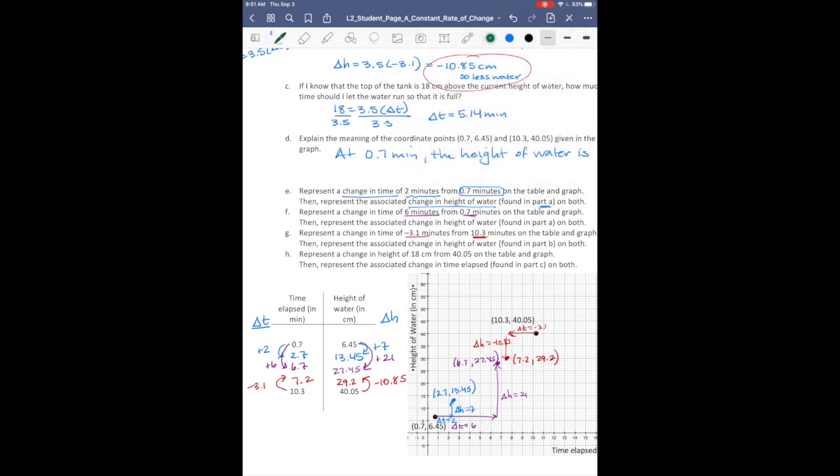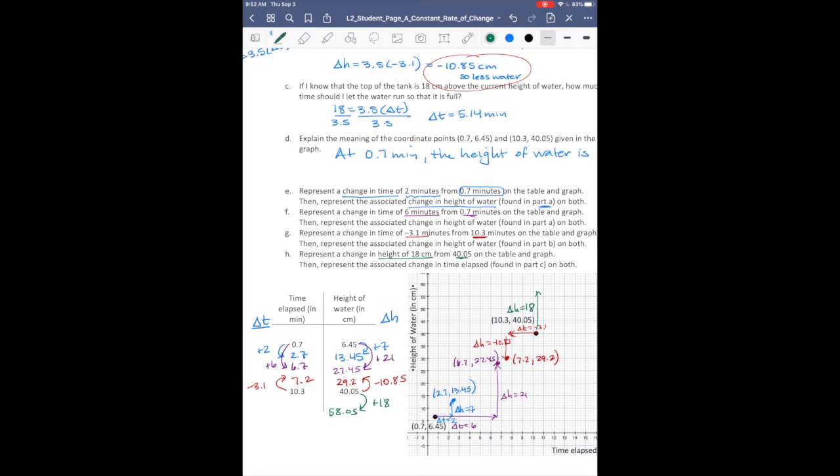Right, finally, we need to do this one more time. And so now we need to represent a change in height of 18 centimeters, and we're still going from the second point. So for my 18 centimeters, right, we need to go up 18. And so now we are at, what is that, 58.05 centimeters. So if I want to go over to my graph, I need to go up, right? So here, my height went up by 18 centimeters.